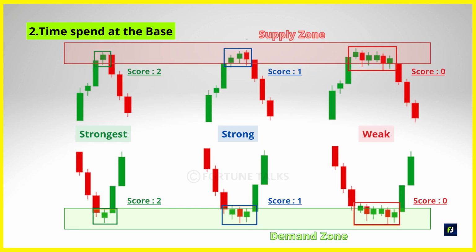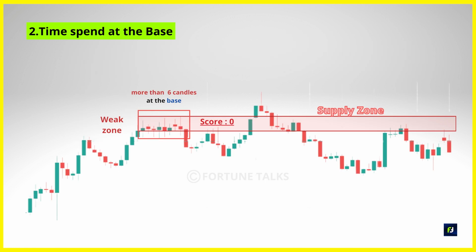Now another thing to consider while analyzing your basing candles is the tails of the wicks. Basing candles with long wicks or tails are a sign of a weak zone. So in this example, the price spent too much time at the base, creating more than 6 candles. This is a weak zone because the price did react but failed to move higher, and finally it went through the zone to look for another demand imbalance. The score for this demand zone is therefore 0.